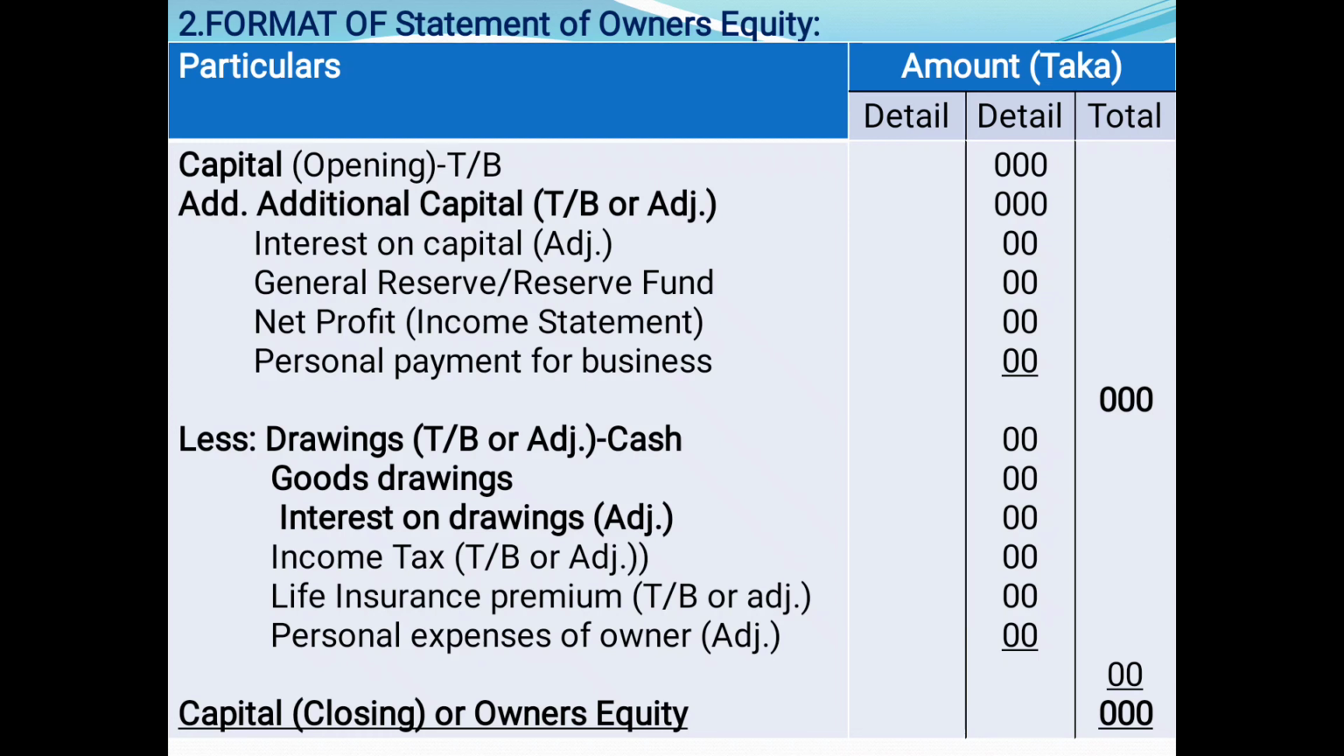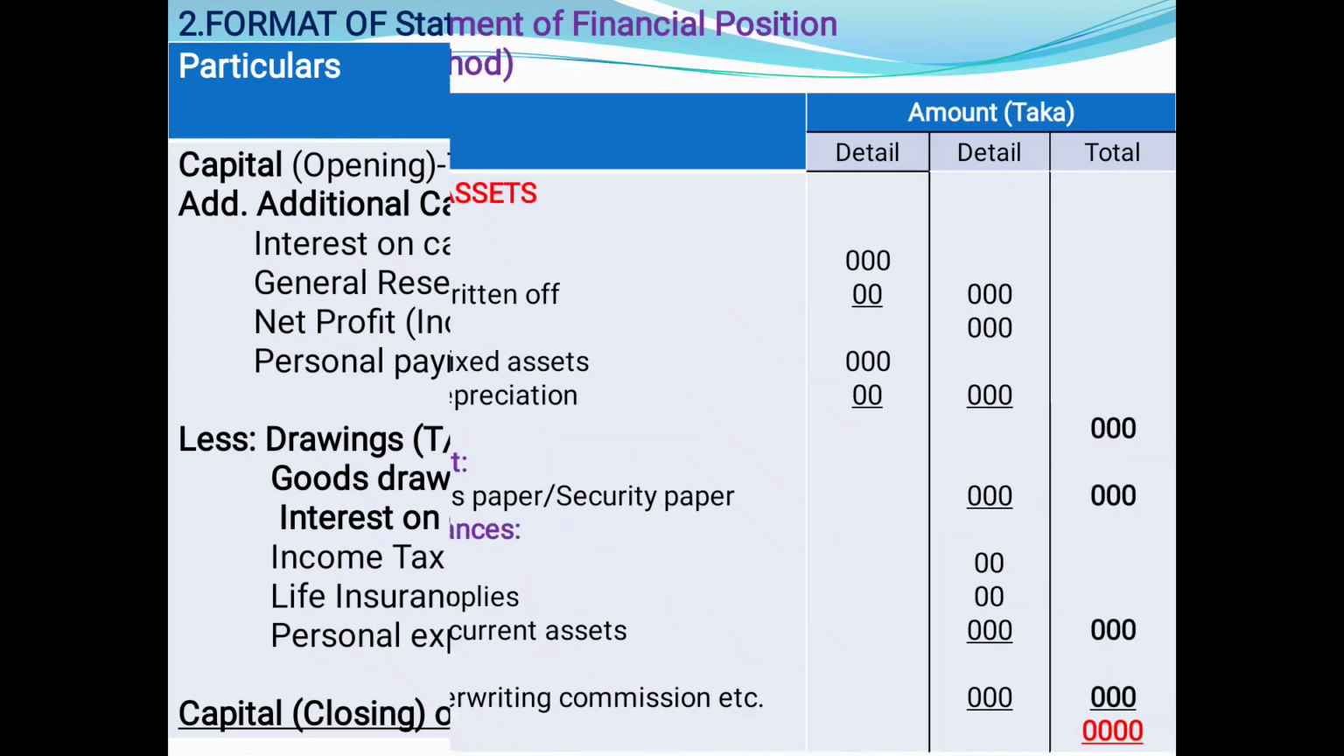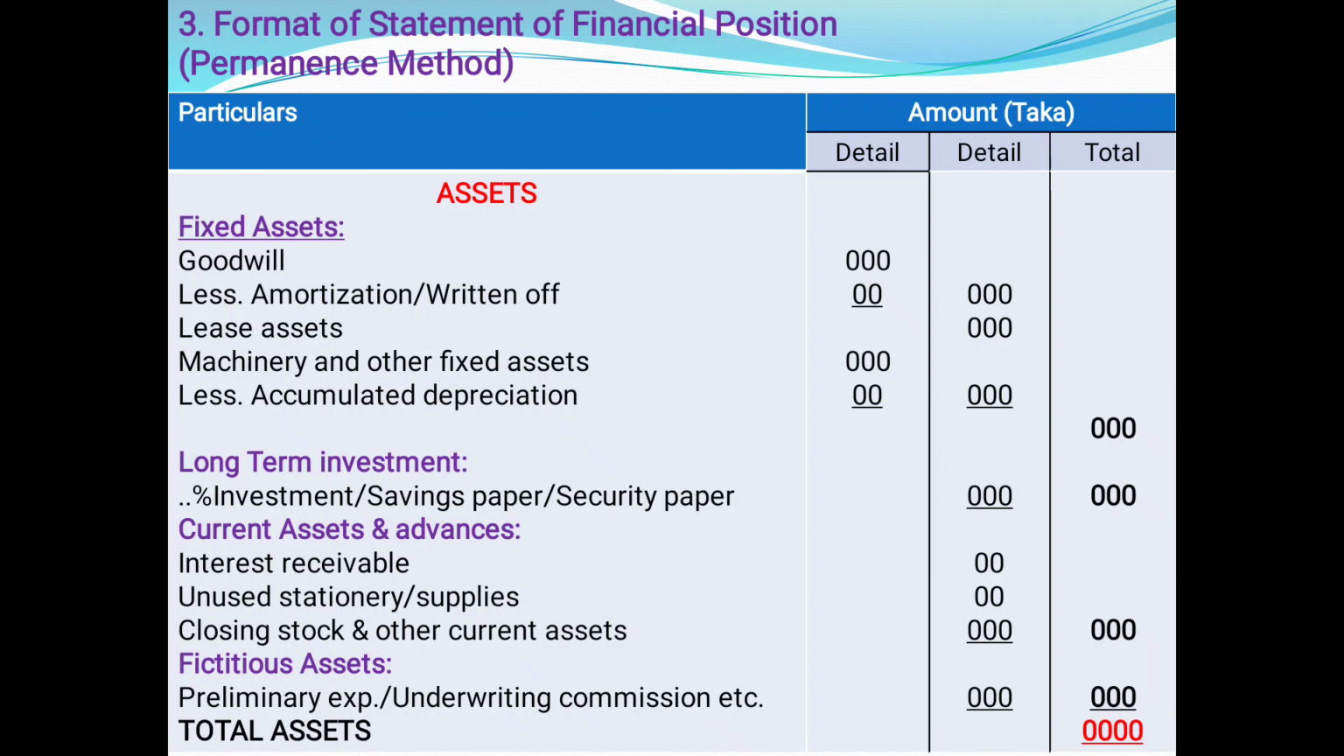Dear learners, I think you have written in your accounting practice copy the format of statement of owner's equity. The first one was owner's equity note. It is an income statement with the summary format. Now I can go to the last one, the statement of financial position. You know, it has two parts. First part is assets, second part equity and liabilities. So we can start the format of a statement of financial position. It's a permanence method.